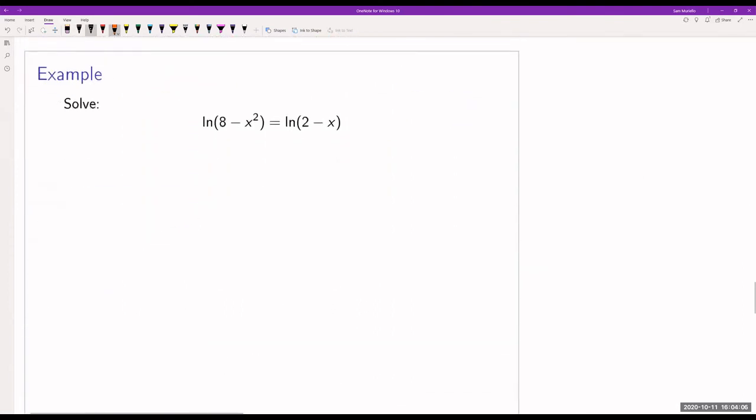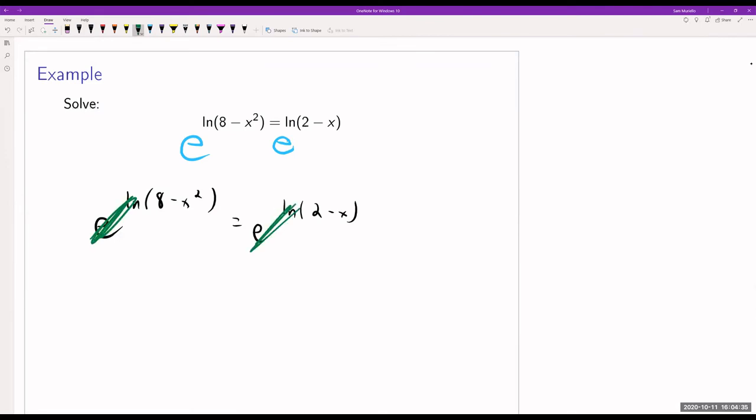So we'll start off here. ln of (8 minus x) squared is equal to ln of (2 minus x). The way that we cancel these logs with an exponent, we'll make both sides be the power of e. This is what I would write for the notation of that, but what I'm really doing is saying, okay, e to the ln of (8 minus x) squared is equal to e to the power of ln of (2 minus x). These e's will cancel, and we are left with (8 minus x) squared is equal to 2 minus x.